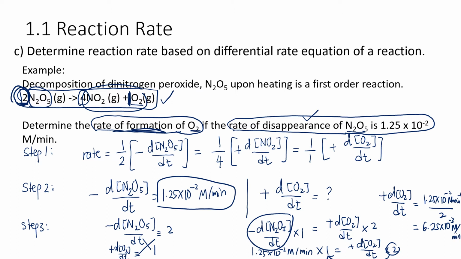We don't leave our answer in this form. We must rewrite our answer as, therefore, the rate of formation of oxygen is equal to 6.25 times 10 to the power of negative 3 molar per minute.